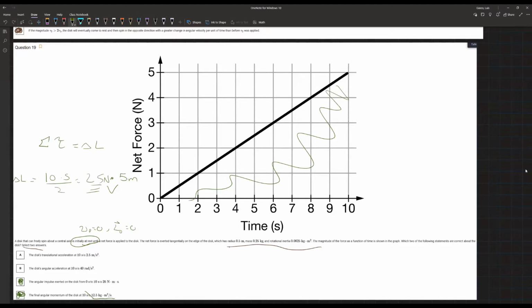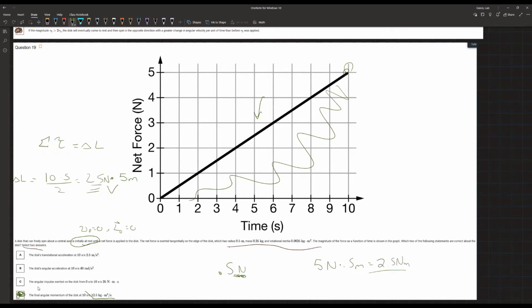This one, B and D. Oh, yeah. Because the angular impulse is going to be 12.5. So real quick, the slope of this is 5 over 10, 0.5 newtons per second. The net force is, let's see, the angular acceleration at 10 seconds is 40. So we take 5 newtons times 0.5 meters, that's 2.5 Newton meters.